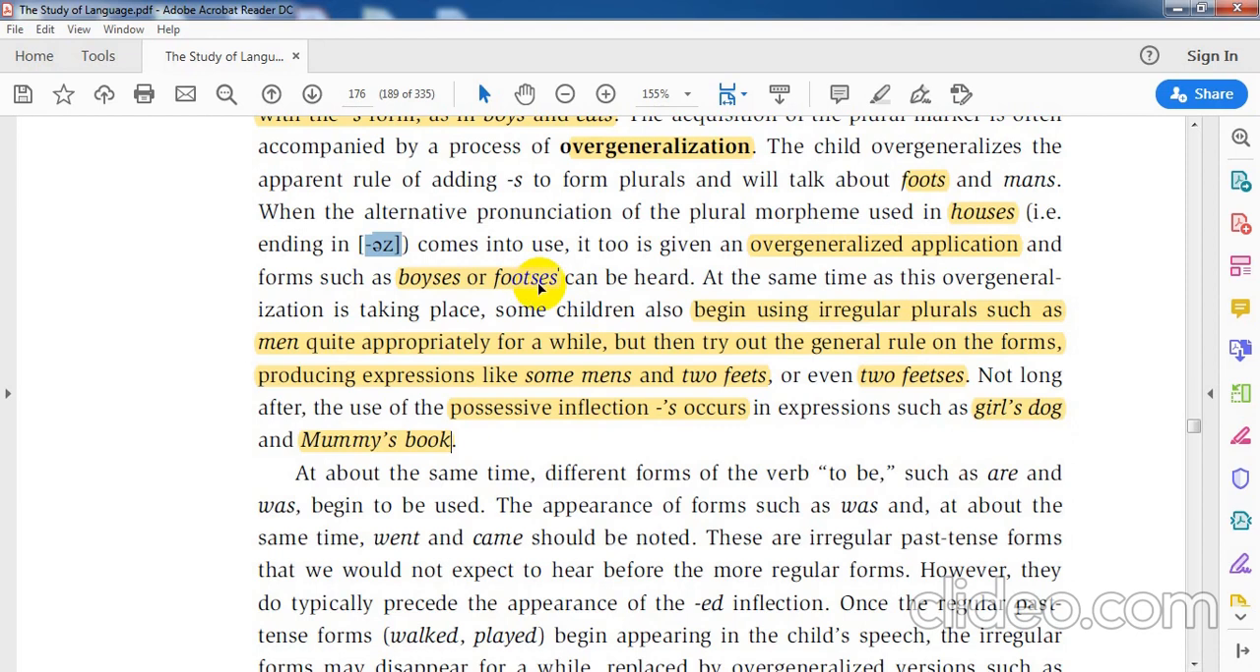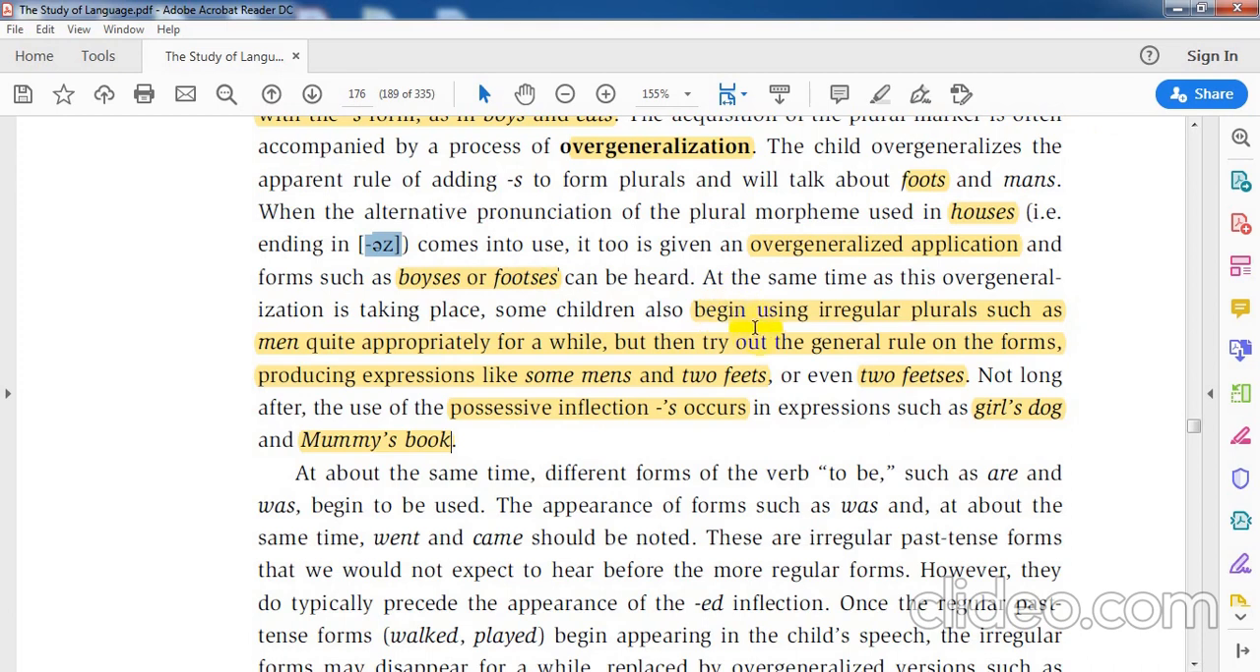Sometimes we have some children, they use what? Foots. Some other children may use footses to overgeneralize the use of what? Of houses, you see. So they might learn how to add the es here with its distinct pronunciation, but the same child or a group of children may overgeneralize the use of es here to include boyses and footses instead of boys and feet.